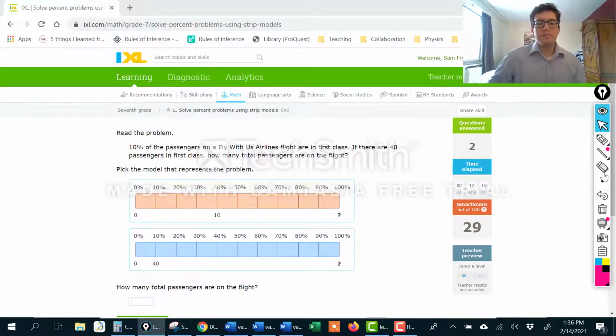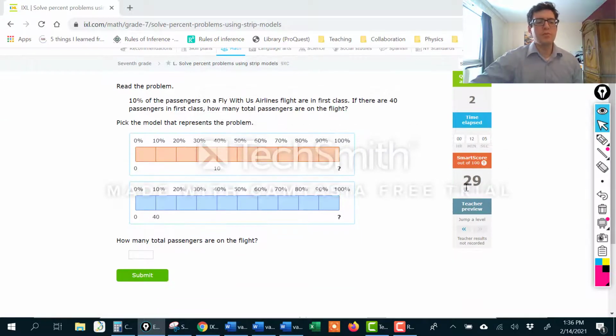Now let's try another problem. Maybe we'll do 2 more, let's say. Read the problem. 10% of the passengers on a Fly With Us Airlines flight are in first class. Well, I can see already that this is a problem, because this 10 is a percent, right? It's not the number of people. So I can see that on these models. In the top again, we have the percent, and it looks like in the bottom here we have the number of people.